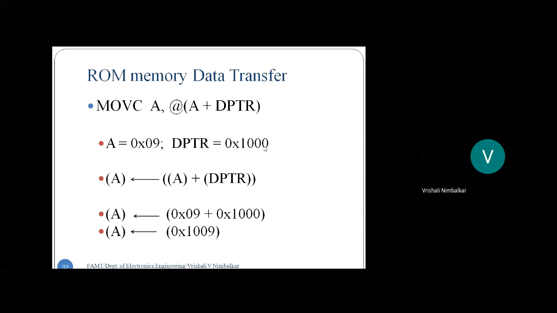So, for example, we have taken the accumulator as having one number, 9 hex. DPTR is stored with ROM address 1000 hex. So what does this instruction do? A plus DPTR. DPTR is 1000, the accumulator is 9. So on addition, it becomes 1009 hex. And data from this ROM address 1009 hex is picked up and stored in the accumulator. Okay.